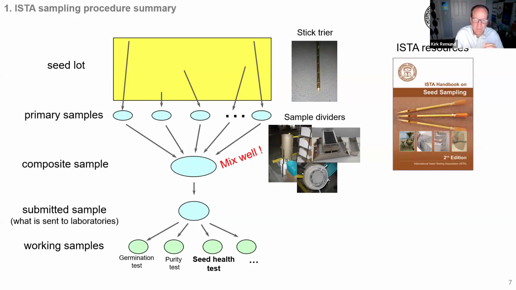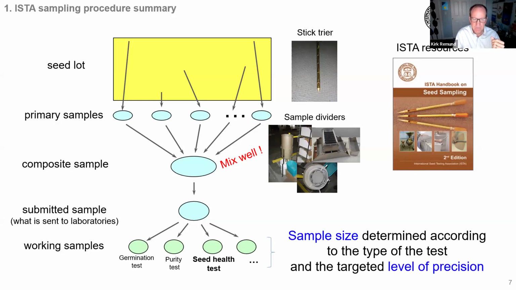Once we get the submitted sample, we break it down into working samples. A working sample is physically the number of seeds you test for a given test within the assay. It could be germination, purity. Again, we're interested today in seed health. So we're trying to get that sample size so that we're able to test to a targeted level of precision.